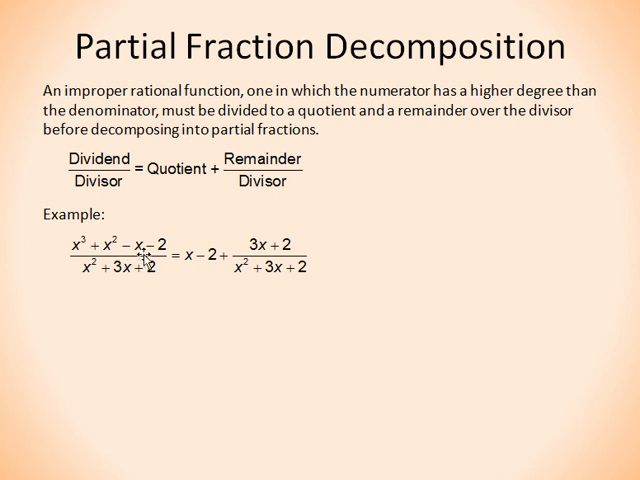And that's how I'm going to deal with this improper rational function. I'm going to do the division, polynomial long division. I'm going to get a quotient and a remainder divided by the divisor. And this remainder divided by the divisor is where I can use my partial fraction decomposition.